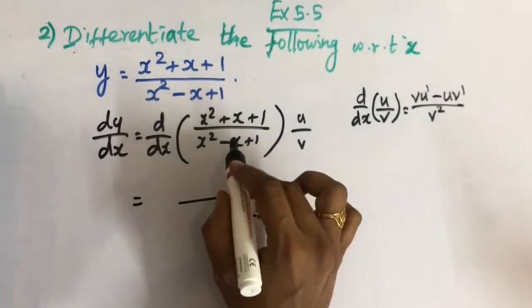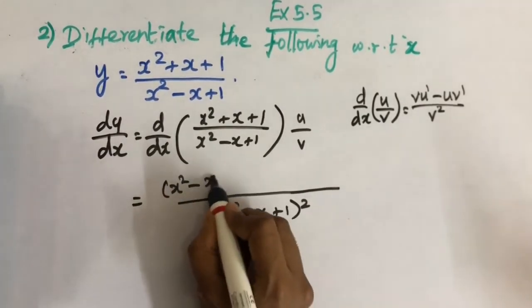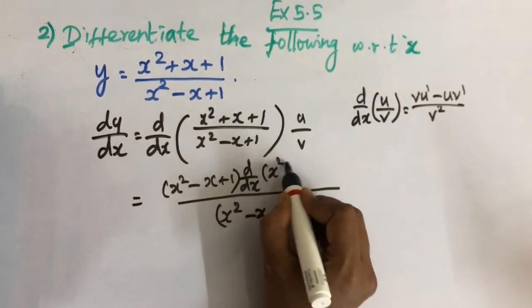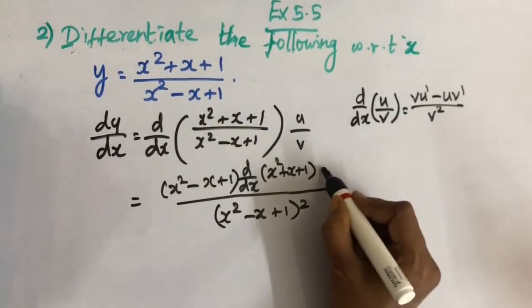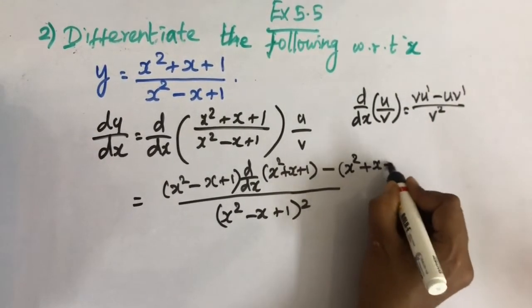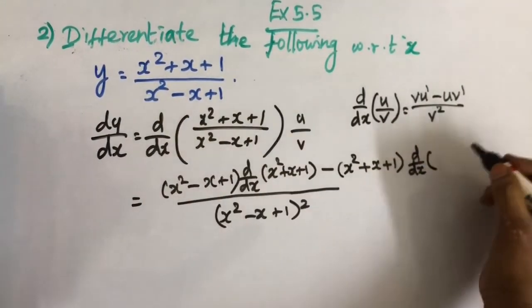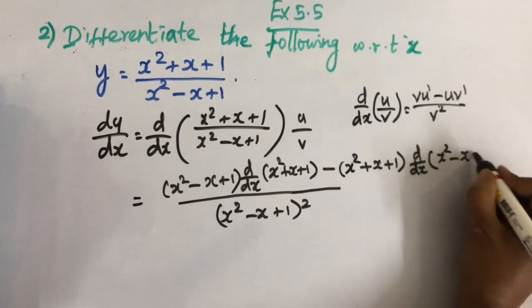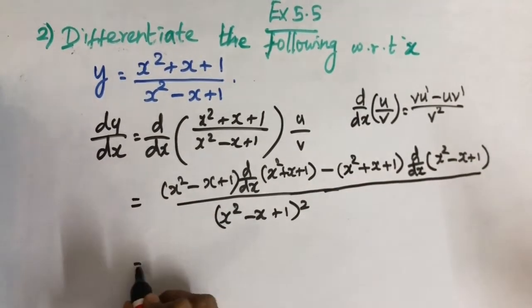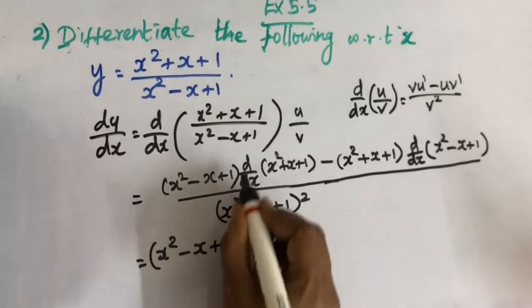In the numerator, v into u dash. So, we write v as it is and differentiate the numerator, x square plus x plus 1, minus. Now, we have to write u as it is and differentiate the denominator, that is v, x square minus x plus 1. Okay. So, x square minus x plus 1, I write it as it is.